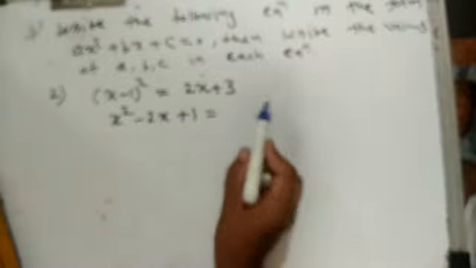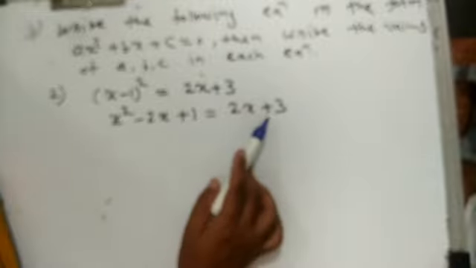Here first expand this bracket: x square minus 2x plus 1 is equal to 2x plus 3. Then write down all the terms to the left hand side. x square, minus 2x, again this 2x becomes minus 2x plus 1, this 3 we can write as minus 3 is equal to 0. Therefore x square minus 4x minus 3 plus 1, that is minus 2, is equal to 0.